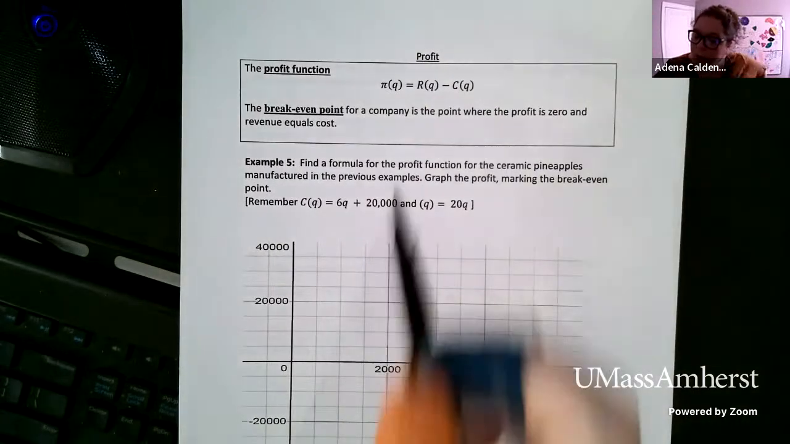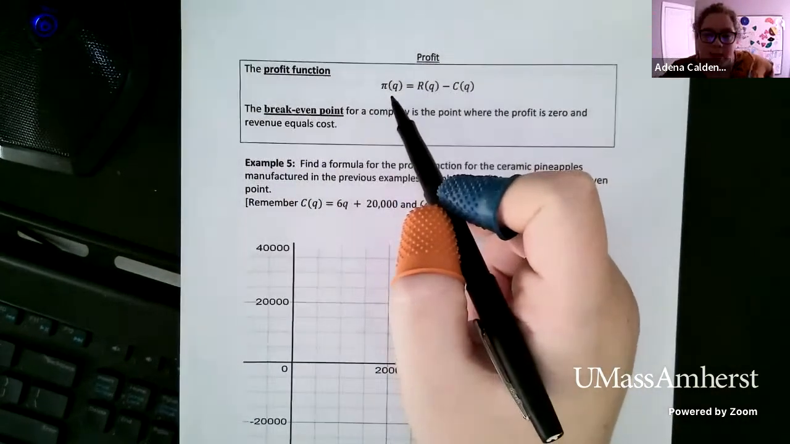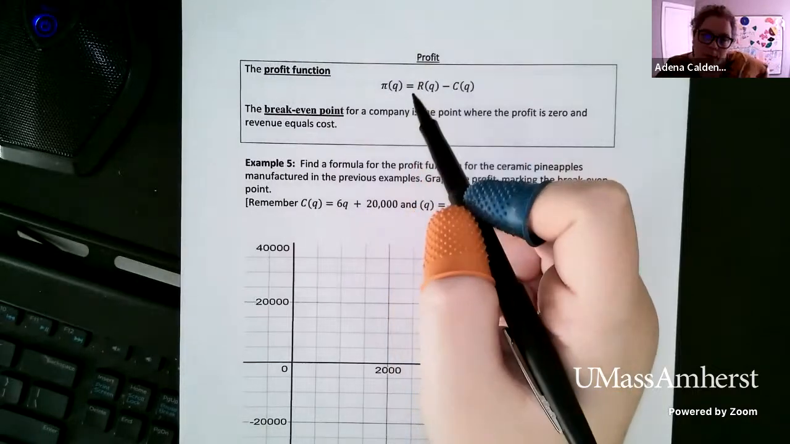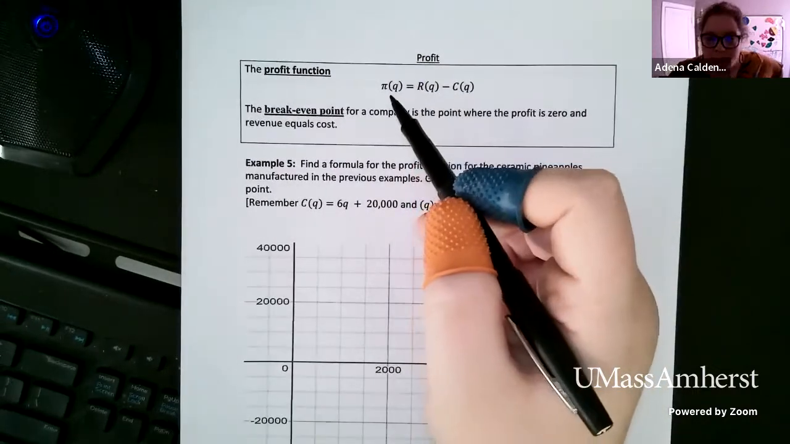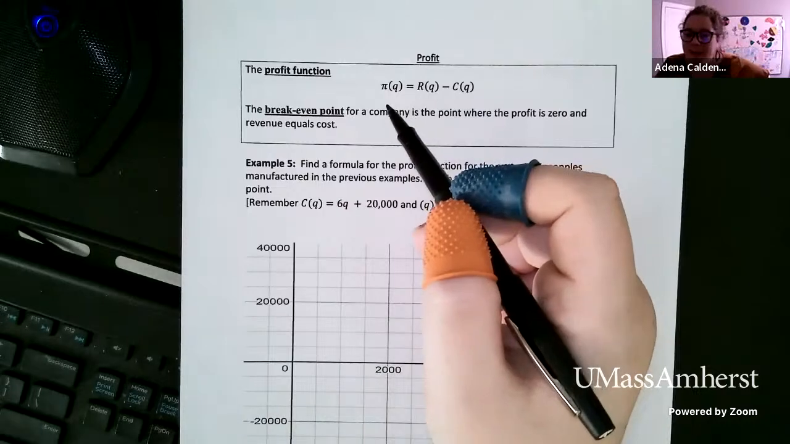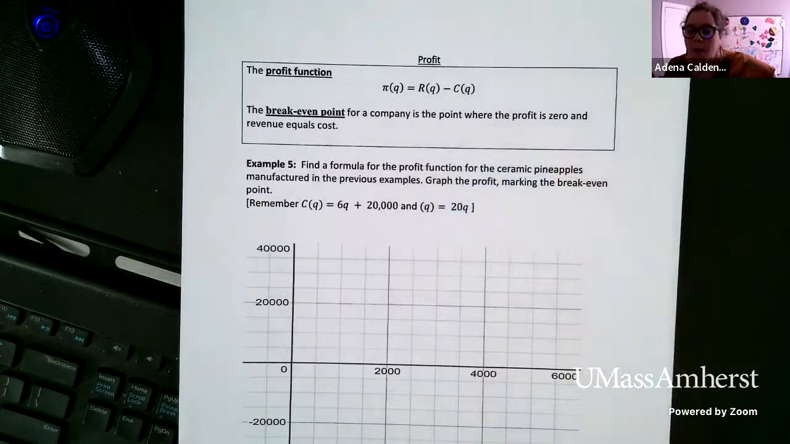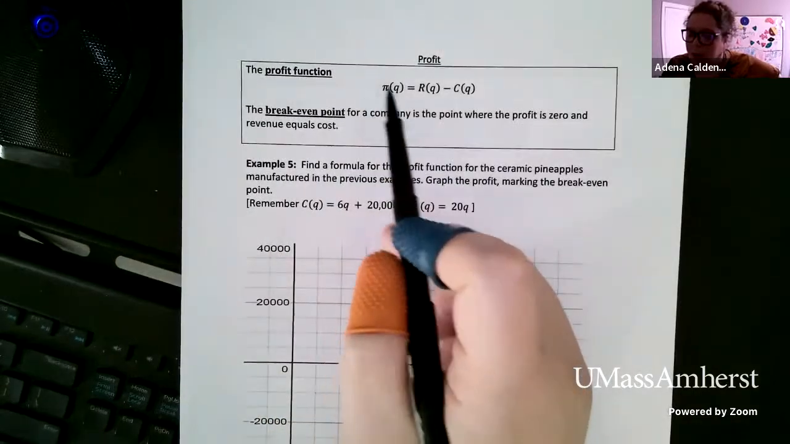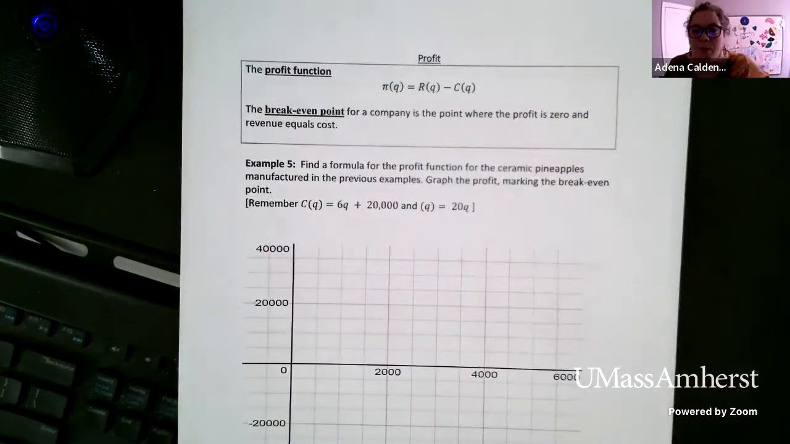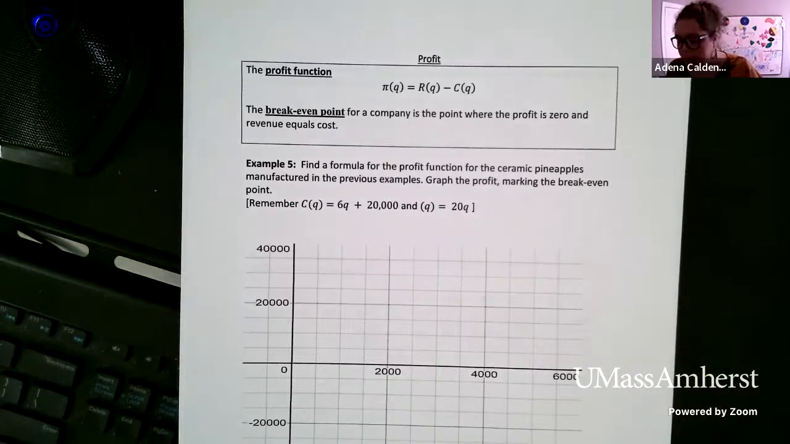So for profit, we're going to be using this lowercase pi. Now, revenue was R, cost was C. The reason we don't use P for profit is because P is already well known in mathematics for population, and we don't want to confuse it. And so here, pi is a better representation so that we know we're talking about something in business.